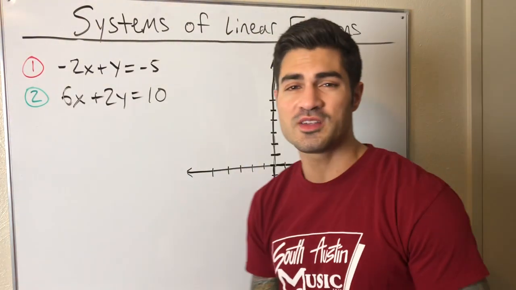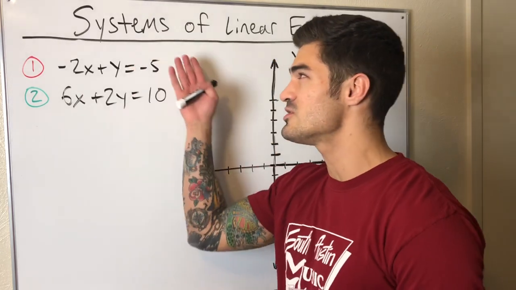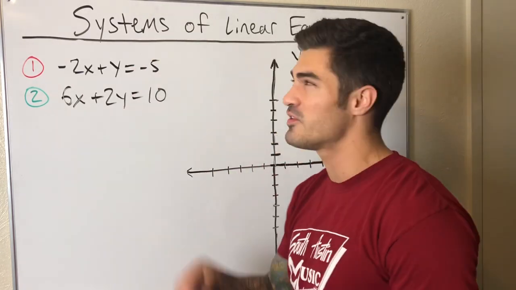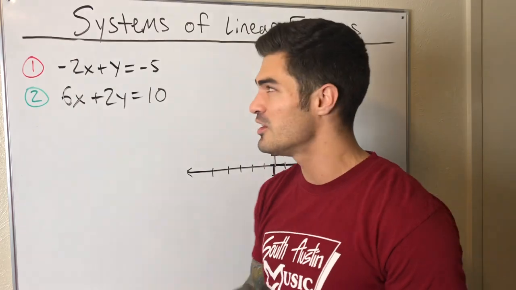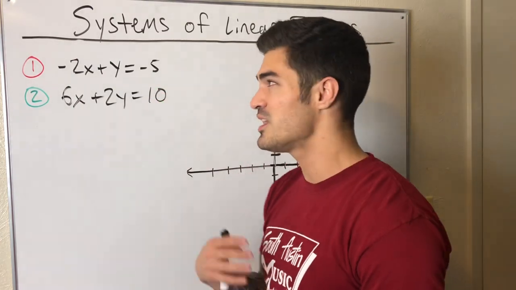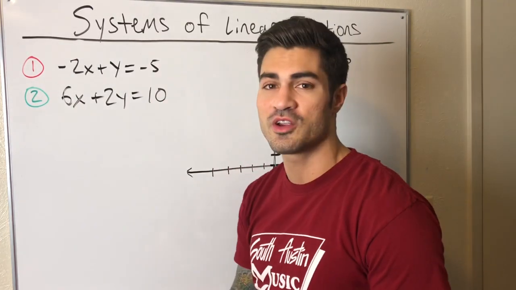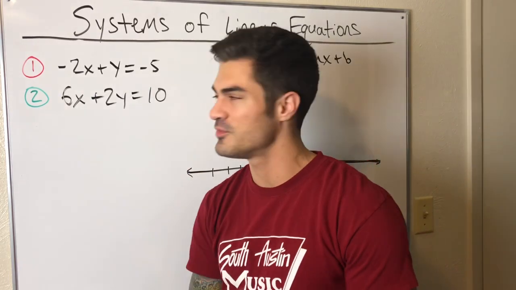So, first of all, what is a system of linear equations? Well, systems in this case just means a collection. So we have a collection of linear equations. In other words, two or more. But in the case of these videos, we're just going to work with two, and they're going to have two variables, x and y, right?